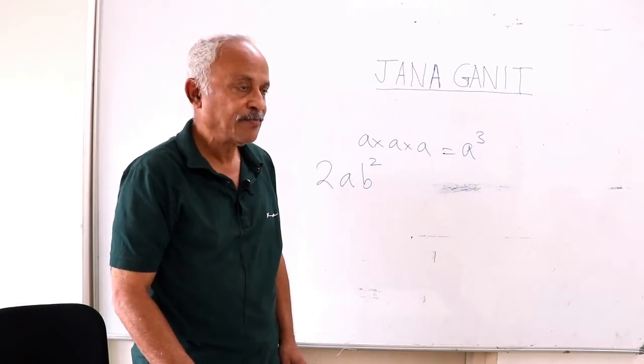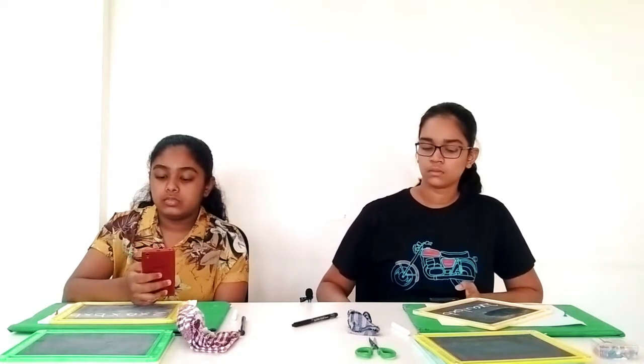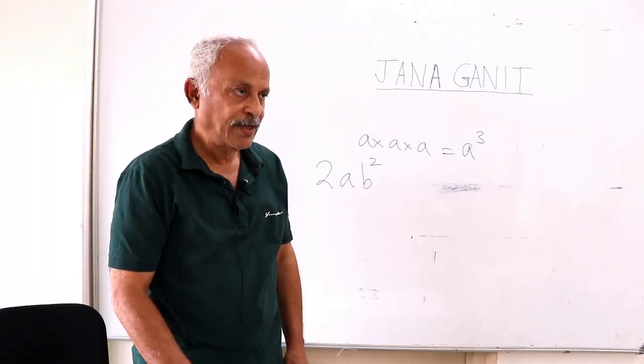What answer did you get? Gyanjyoti? You have it there on your slate. A is 3 and B is 4. So what is 2AB squared?